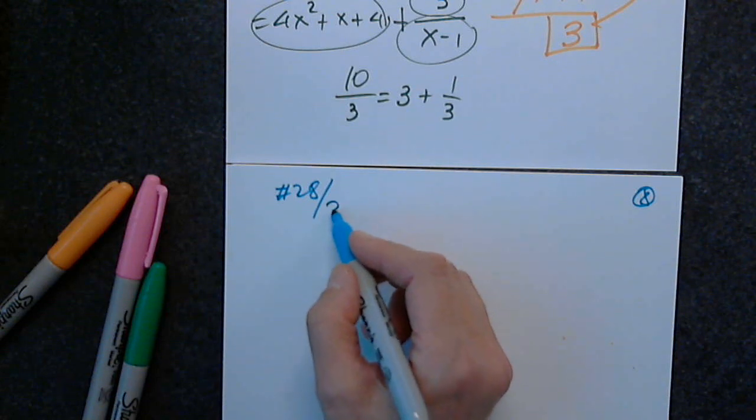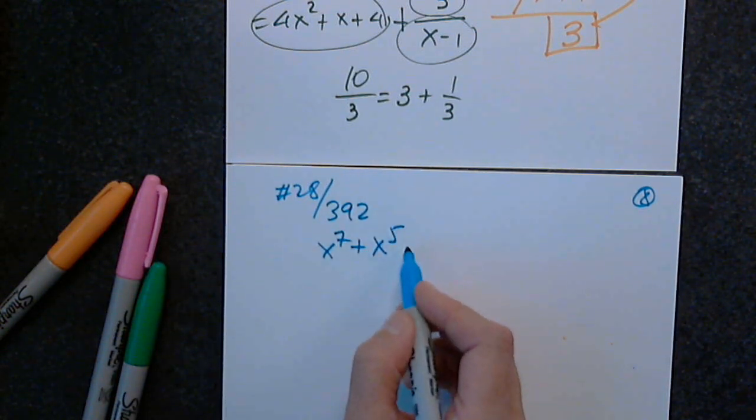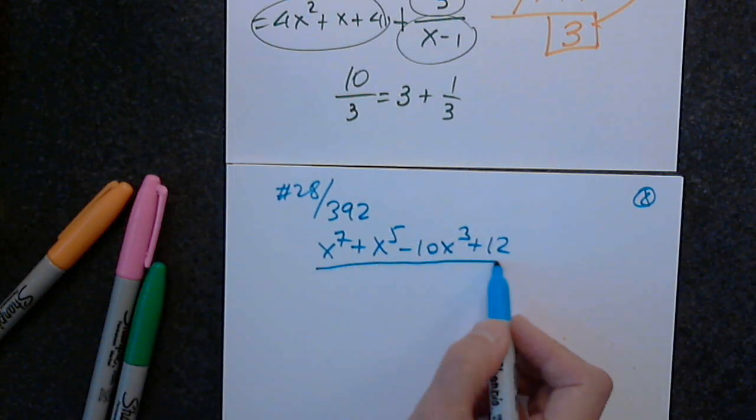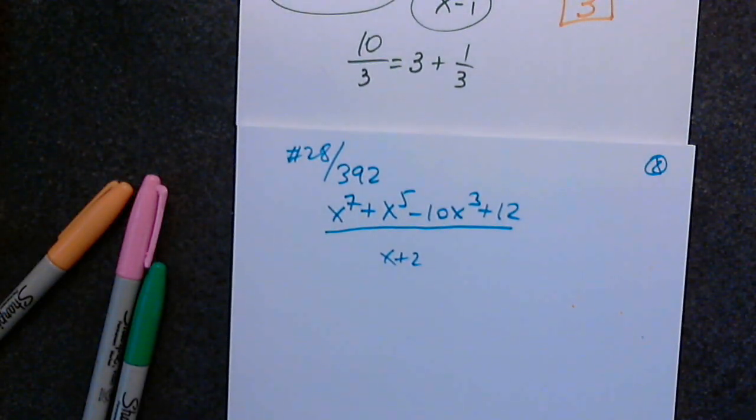Let's look at 28 on page 392. X to the 7th plus x to the 5th minus 10x cubed plus 12, divided by x plus 2. This second example is not a friendly problem. Can anyone tell us why I say it's not friendly?